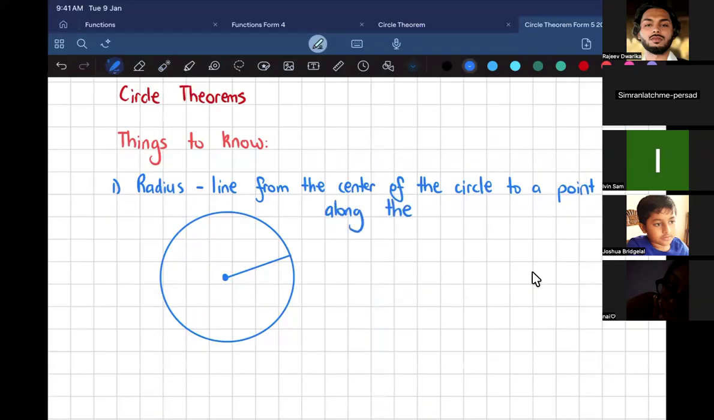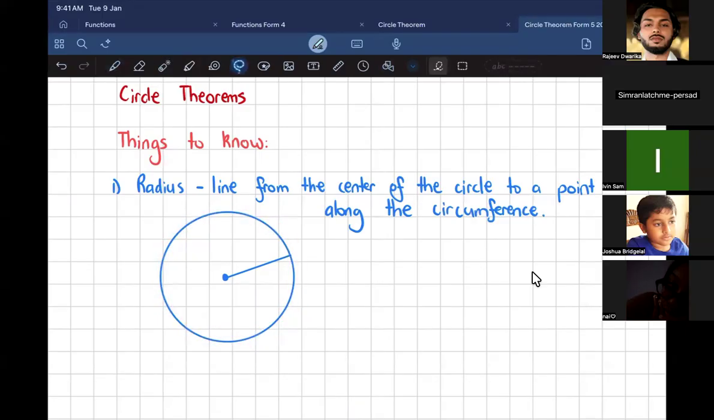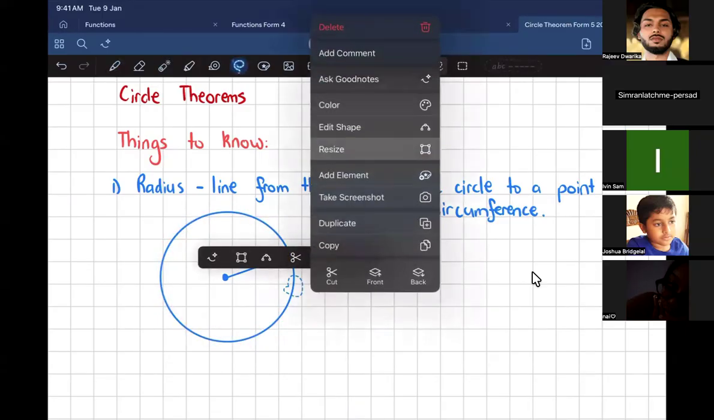Oh, and the next thing, do you know what circumference means? Tell me. Simran, do you know what the word circumference means? Yeah, but I can't remember. I'm trying to place the words. All right, so Simran, you see this length over here, the outer length of the circle, the entire thing? That's the circumference. So let me just change this color real quick.